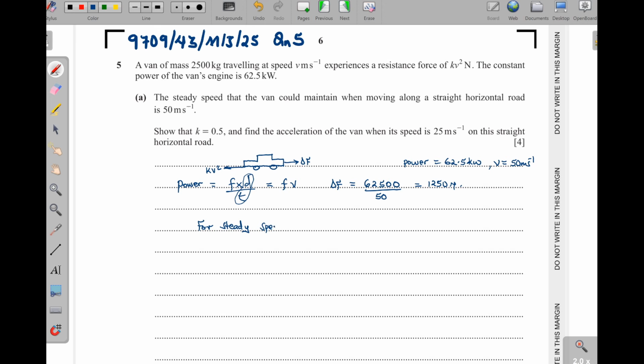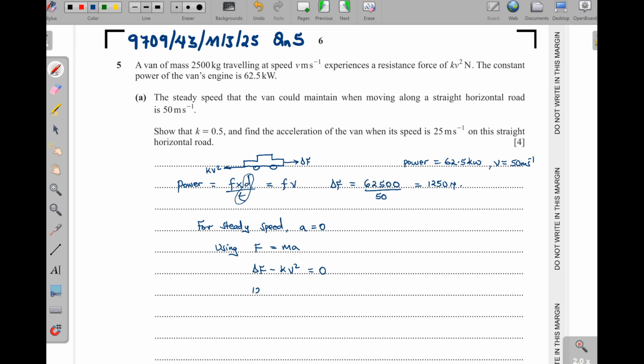And then from there, you should know that for steady speed, acceleration is equal to 0. Okay, and using F is equal to ma, we have the driving force minus the resistance force. You see that? Then we shall equate that one to 0, because when you multiply here, that will be 0.